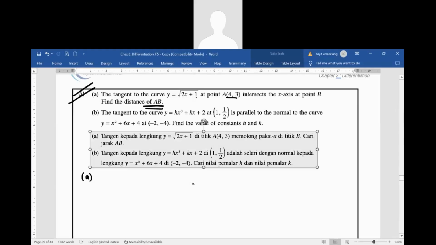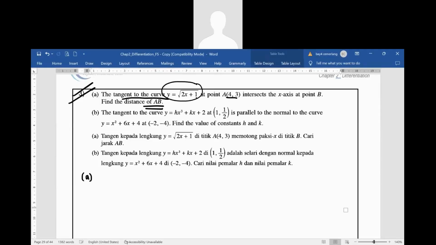Okay, right. So, it says the tangent to the curve at this point intersects the x-axis at point B. You must understand the question properly first. Tangent to the curve, this type of curve is what? Actually, dy/dx. If it says tangent to the curve, it means dy/dx, I mean the line like this, okay? At point (4,3), intersect the x-axis at point B. That means we need to find the equation of the tangent first, then we can find where it intersects, right? Tangent is a straight line, okay? So, we find the equation of the tangent first.